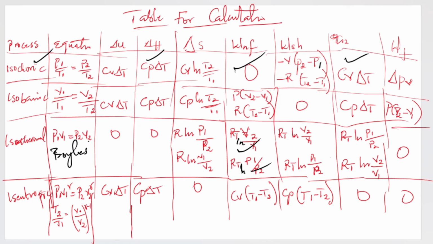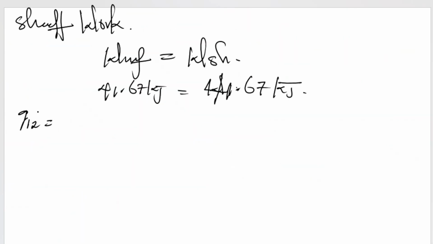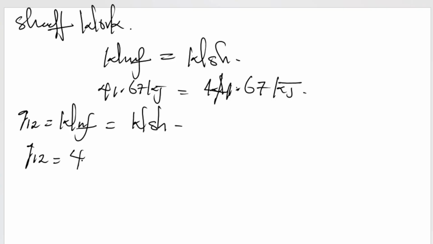So since we have the same value for our shaft work and the same value for our non-flow work, you simply tell your examiner that Q12 will be equal to WNF, and WNF is also equal to WSH. That's what you put down on your booklet. So this is telling the examiner that the same value you have for WNF will be the same value you have for your Q12. So your Q12 will actually be 41.67 kilojoules. Are we together?